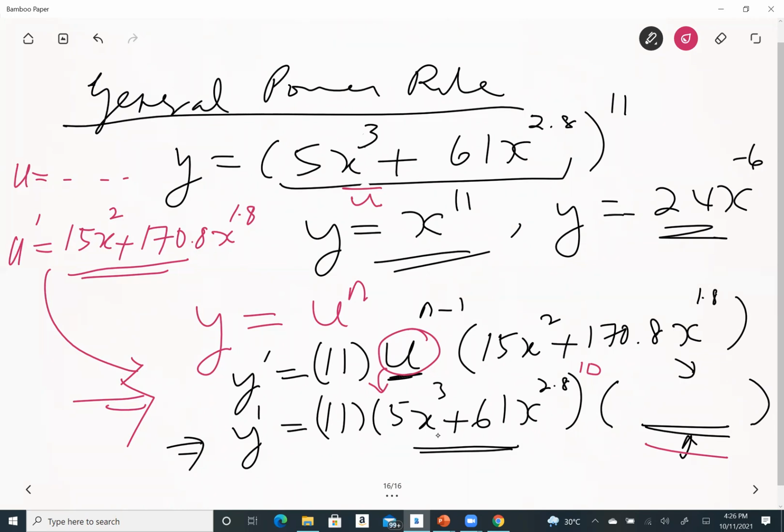Assalamualaikum. All right, so we have done that example. This is the general power rule. We do one more question. So you look at 9.6, go to 9.6.